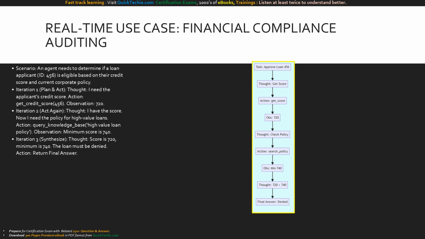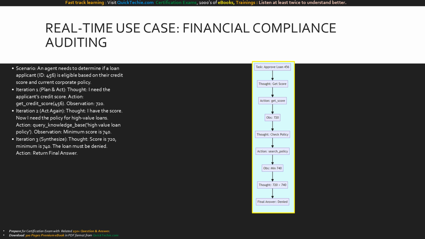Finally, in iteration 3, the agent synthesizes the facts. Thought, the applicant's score of 720 is below the required 740. It generates the final, auditable response denying the loan. The ReAct methodology ensures the decision is 100% grounded in retrieved enterprise data, avoiding costly hallucinations while providing a clear audit trail of its reasoning.